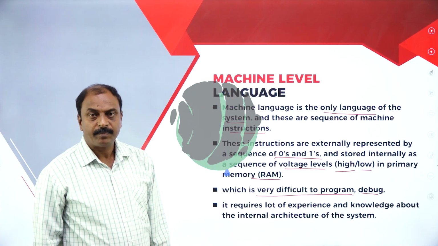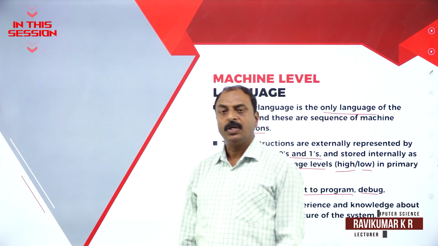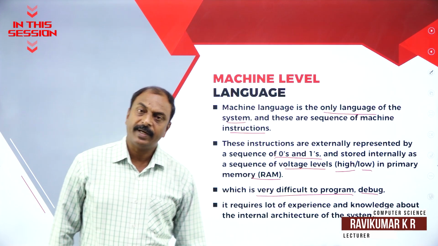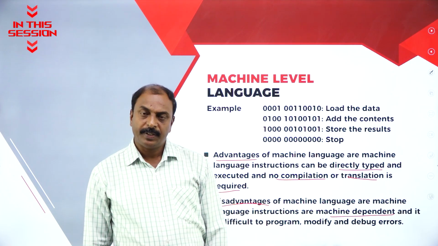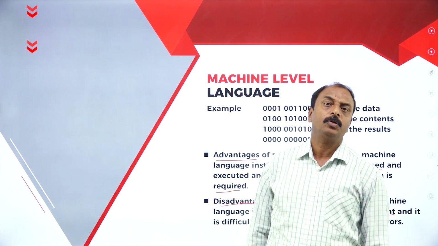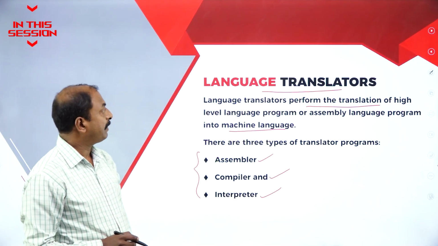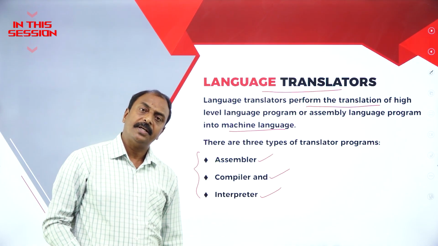To write a program or to instruct a computer, we need to write a program. So what is a program? It is nothing but a set of sequential instructions. Each and every machine must have its own code or program statement to be executed. There are three types of translator: assembler, compiler, and interpreter.